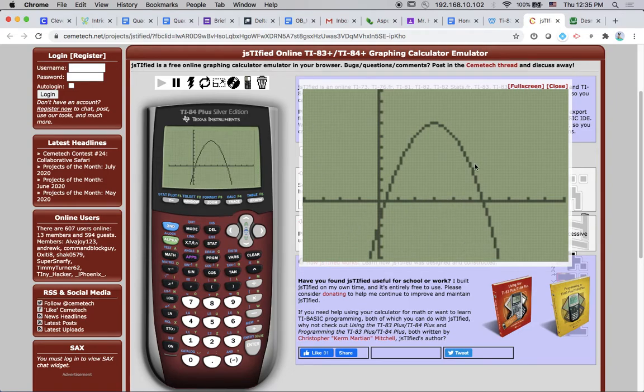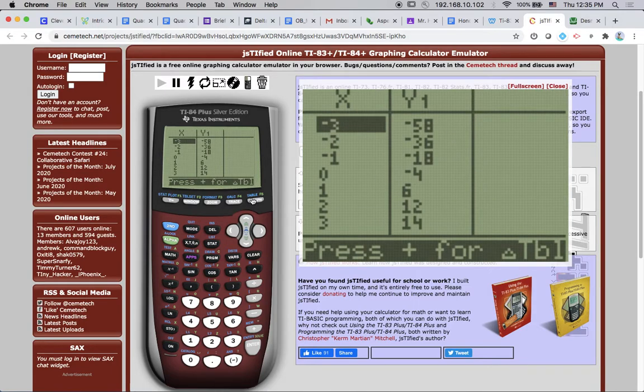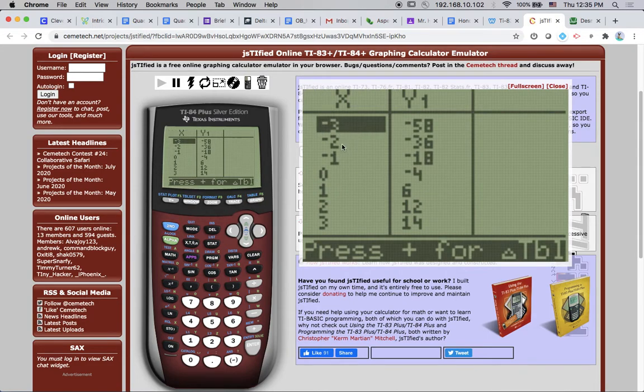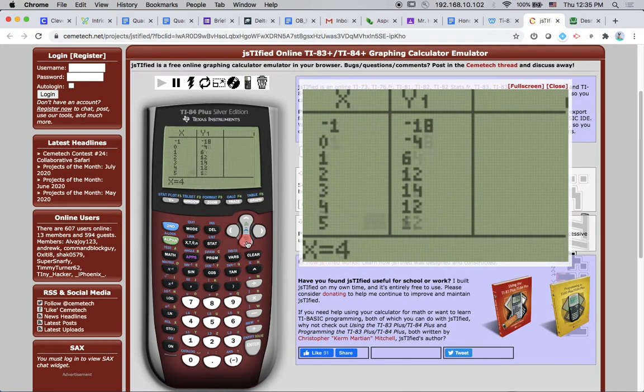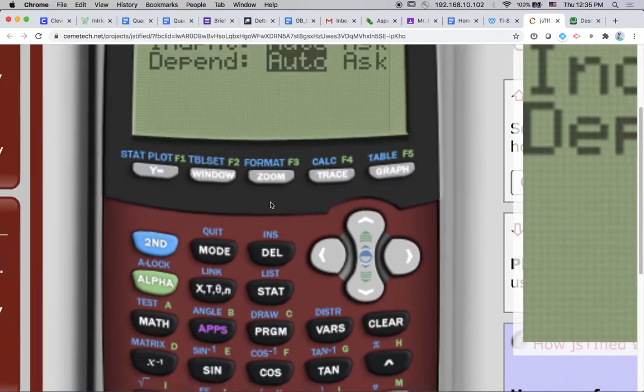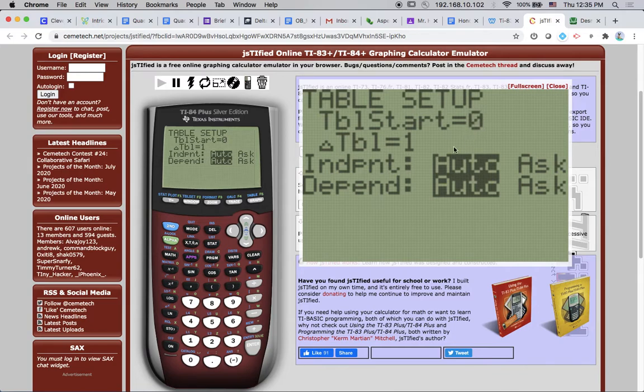So that's a quick way to make sense of your window settings: look to the table to see what story the table reveals and then adjust the window settings based on those table values. The other thing worth mentioning is that the table also has some default settings. You'll recall that when I first accessed it, I started at 0 and we were going in increments of 1. We can change that. If you go to Second and Table Settings, right above the window key, we have the ability to change where the table begins. Like I might want to start at negative 10.